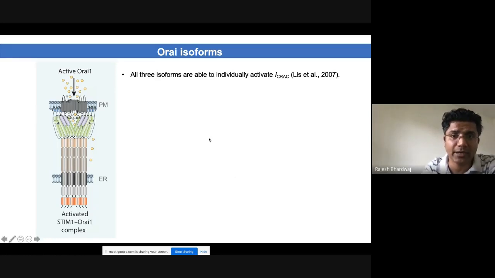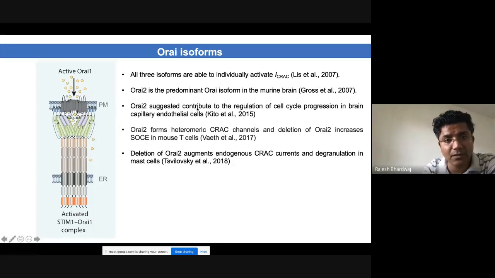All three of them are able to individually activate this current, ICRAC, the current that can be recorded through these ORAI channels, a very calcium selective current. It's conserved in all three isoforms. ORAI2, for example, has been suggested to down-regulate the activity of ORAI1. It was shown by different laboratories that when you knock down ORAI2, you can augment the activity of ORAI1. So basically, ORAI2 can form heteromeric channels with ORAI1. That's the idea of how it would decrease the activity of ORAI1.